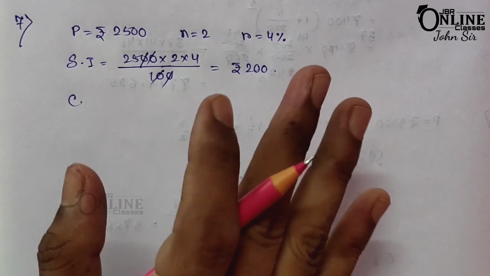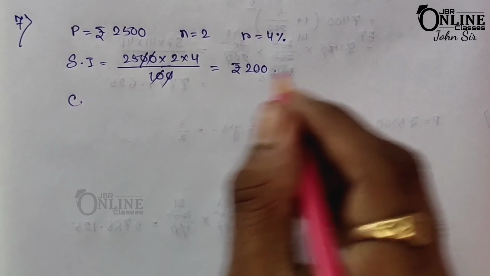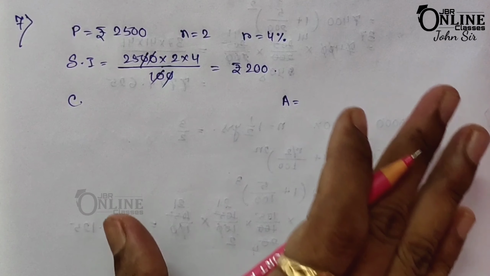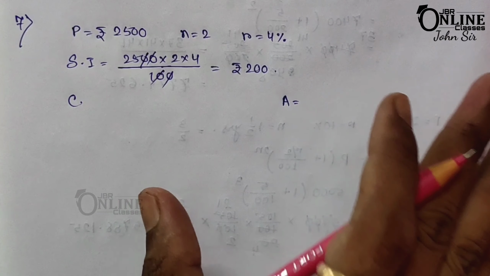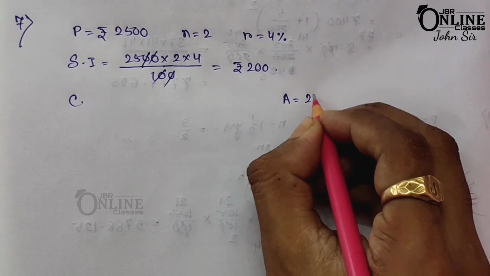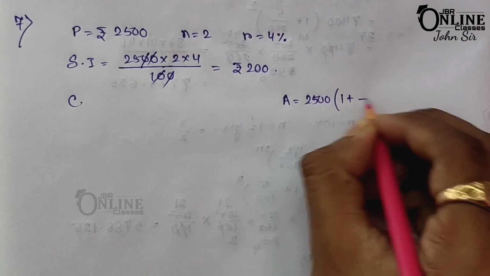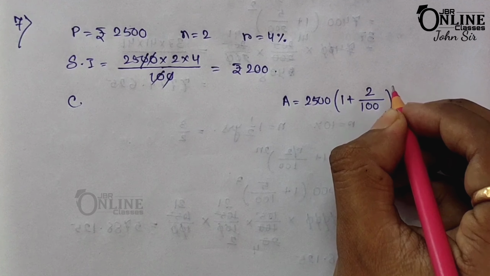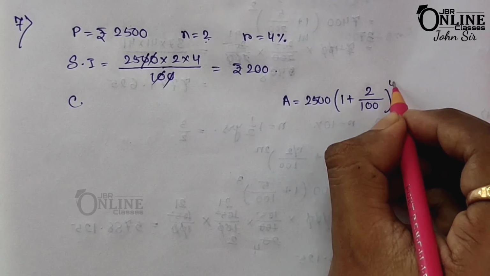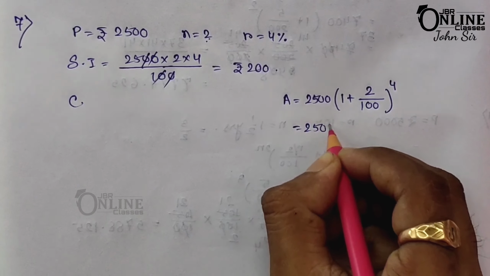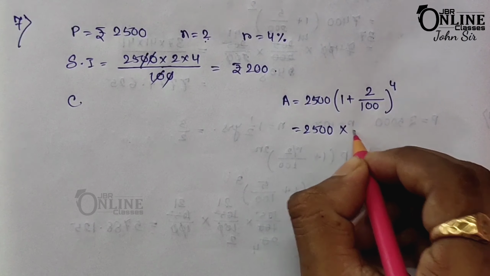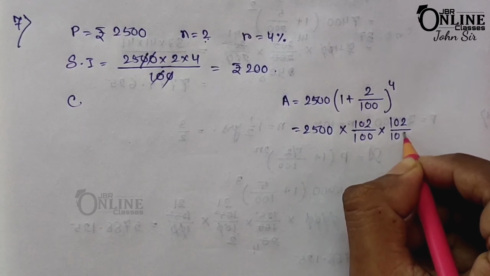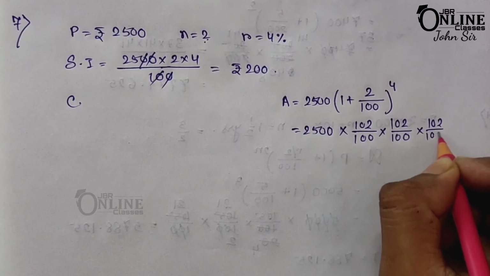Now you have to find out the compound interest. Before that, first you have to find out the amount. As you know, the compound interest is reckoned semi-annually, that means half yearly. So the formula will be 1 plus r by 2, that means 4 by 2, it becomes 2, and the power will be 2n, so here 2 into 2, so it becomes 4. Remember that formula. So it will be 102 by 100, again 102 by 100, you have to write down 4 times.